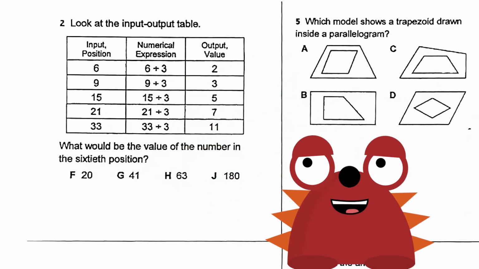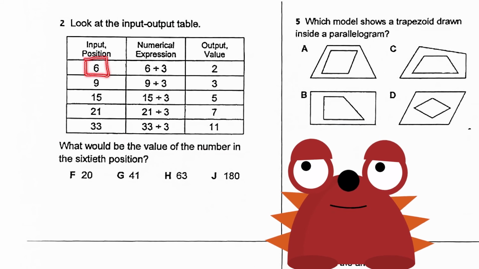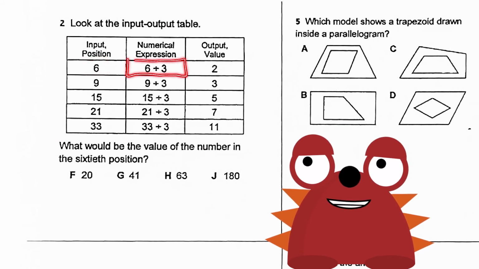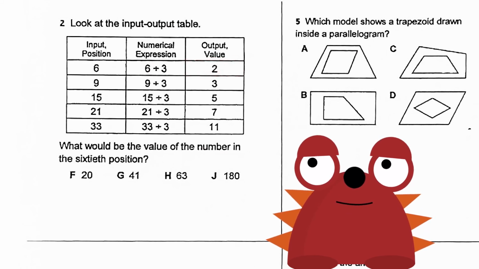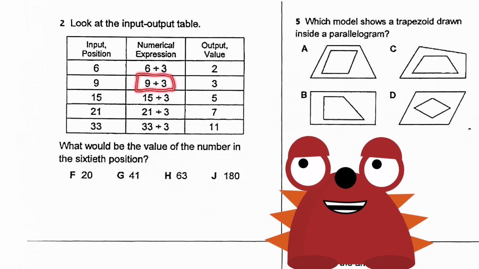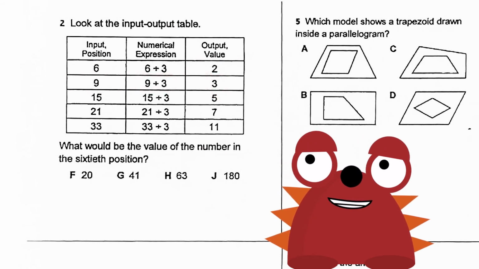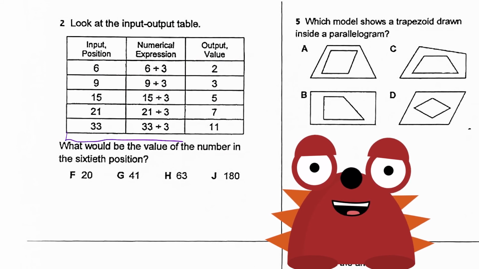It says, look at the input-output table. So here's my table. Then it says, what would be the value of the number in the 60th position? If you notice, your first input is 6. The numerical expression is 6 divided by 3, and that's going to give you 2. And then the next input is 9. And then 9 divided by 3 will give you 3. So what we're going to do is extend our table down here.